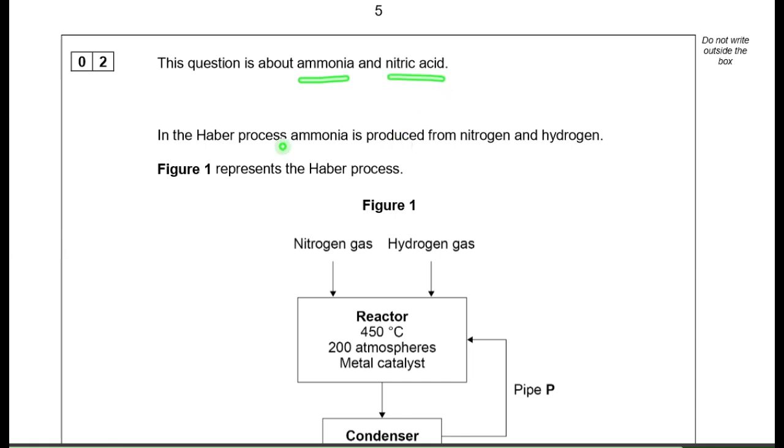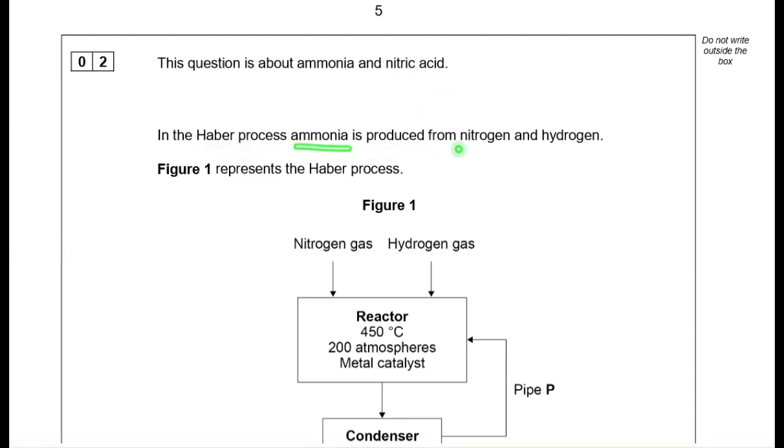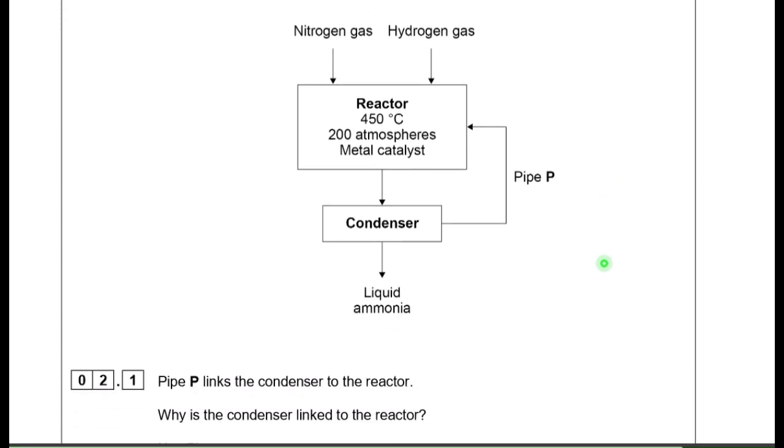This question is about ammonia and nitric acid. In the Haber process, ammonia is produced from nitrogen and hydrogen. Figure 1 represents the Haber process. Here's figure 1. You've got some nitrogen gas and some hydrogen gas going into a reactor. That feeds into a condenser. Then you've got pipe P, which is going from the condenser back into the reactor.